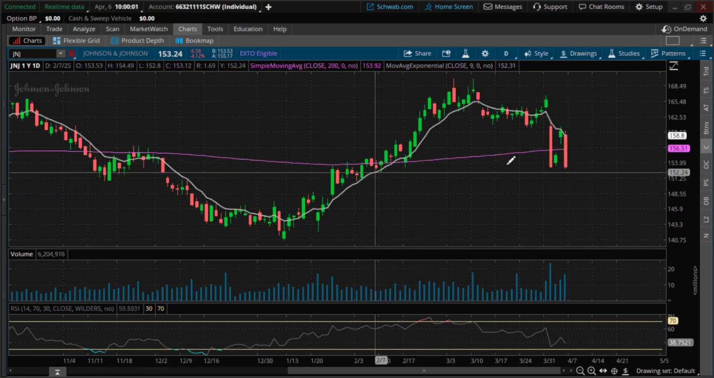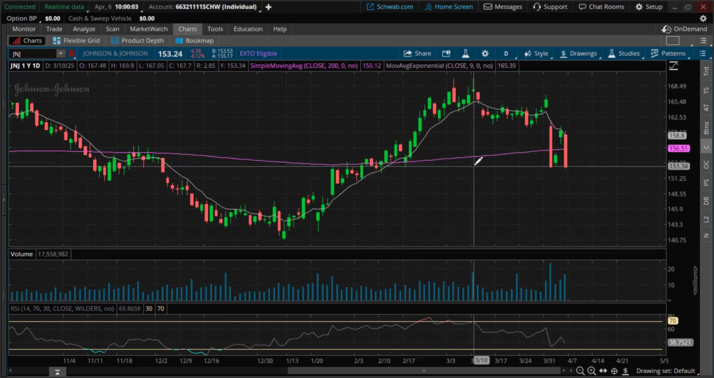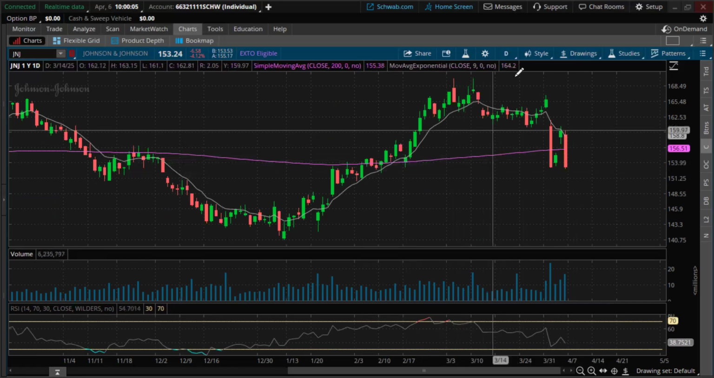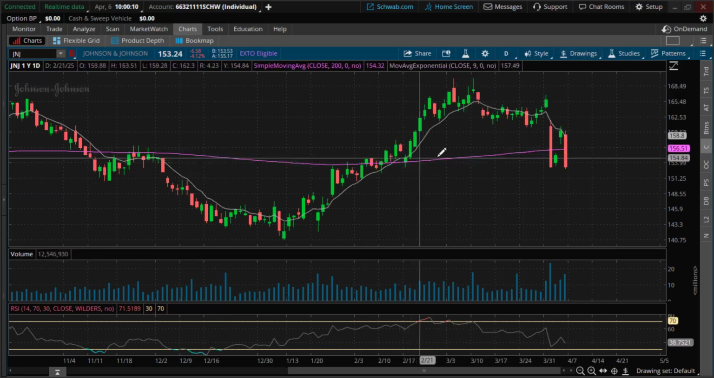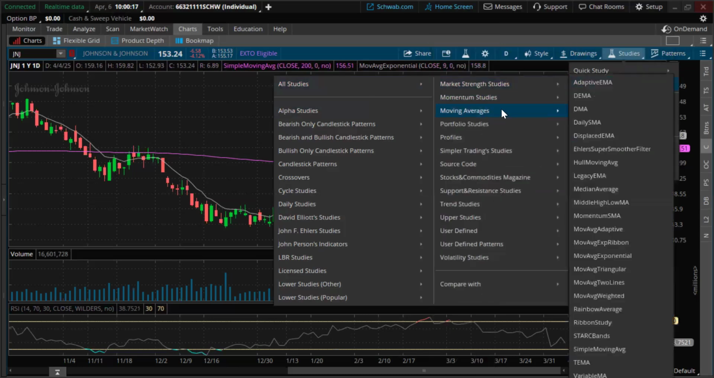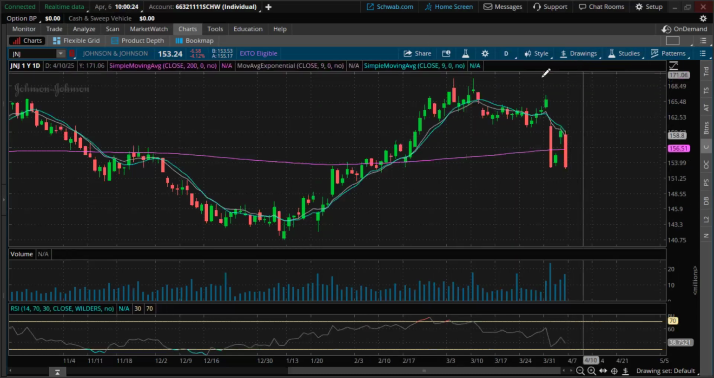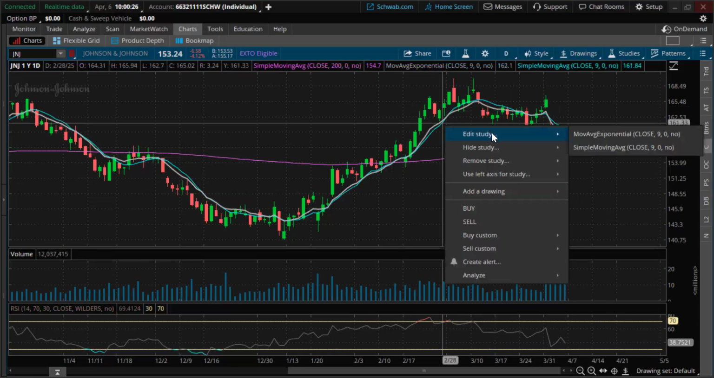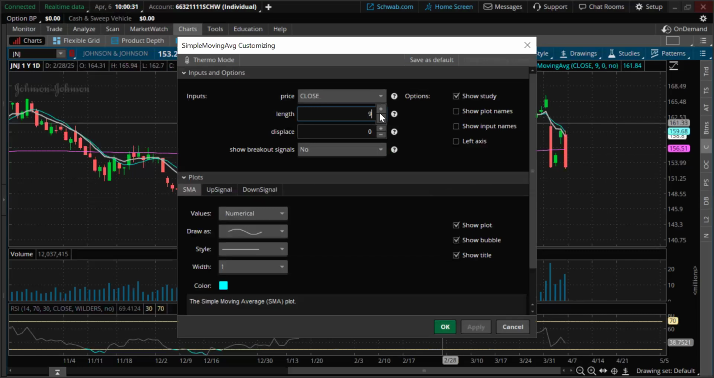Now, what people usually play is considered a golden cross, and that is a 50-day simple moving average with a 200 SMA. So if we open up our studies here, we can add a study. We can go to our moving averages, and then we're just going to go to a simple moving average here. We're going to edit this, it's got the 9 right here, so we're going to go 50-day. We're going to click OK.